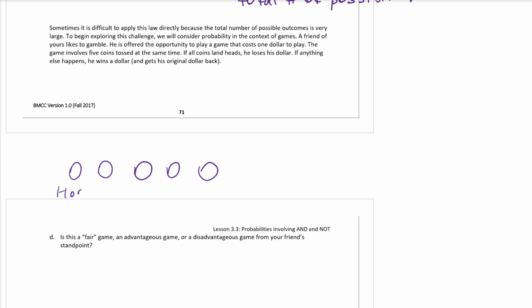Each one of them is going to be either heads or tails, and he is going to win as long as not all of them are landing the same way. So either all of them are heads or all of them are tails. Oh, actually, it just says only if all coins land heads, that's the only time he loses. If anything else happens, then he wins $1, right? So there's only one possible chance that he can lose.